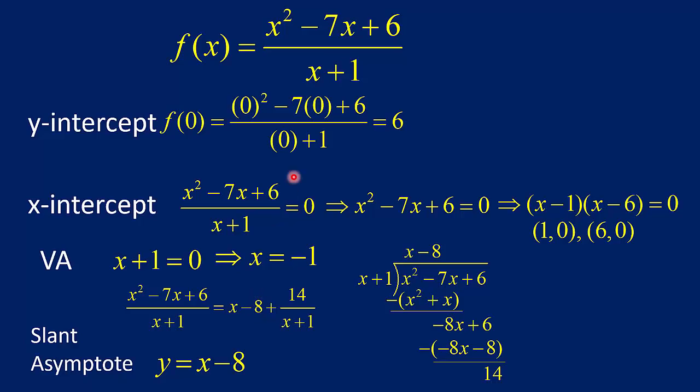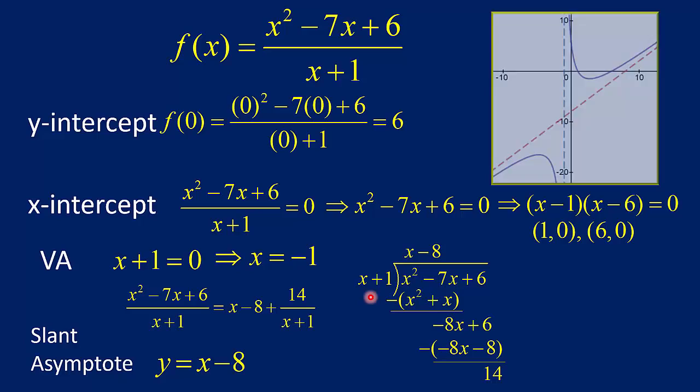This is what this thing settles down to as x goes to infinity or negative infinity. It starts to look like this. This is the slant asymptote. Notice what we do is we do the long division, and the quotient here, that's our slant asymptote. Now here is what the graph would look like.